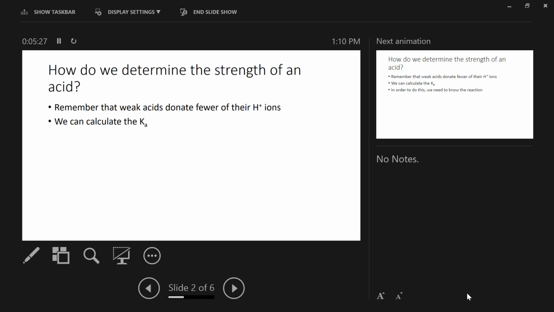What does this word dissociate mean? It is a shortening of the word disassociate. What does it mean to associate with someone? It means you interact with them, right? If you disassociate or you dissociate from someone, you stop interacting with it. It's a beautiful name for this constant because it's basically a representation of how likely is that acid to dissociate from its hydrogen ion.